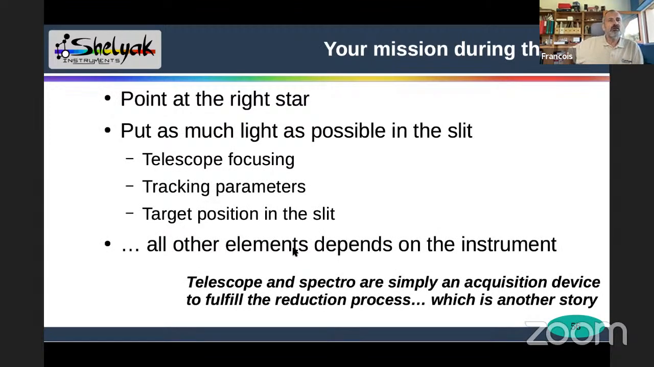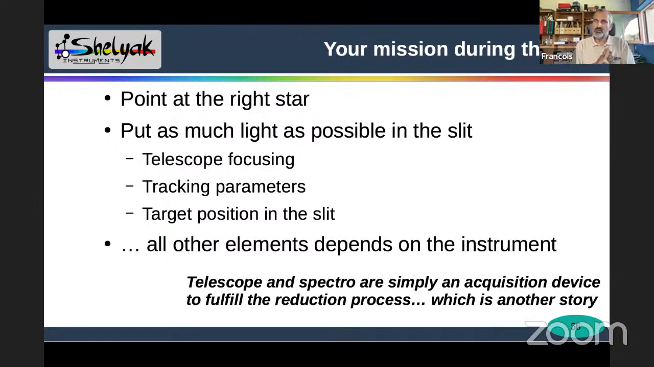Okay, and just to finish, it is important for me to understand that I talked about the instrument, the structure of the instrument, the dimensioning of the instrument, and so on. But once you have made your choice, when you have selected the telescope, the spectroscope, attached everything together, and selected the camera and so on, during the night you don't have a lot of parameters to play with. Your mission during the observing session is finally very simple. You have to point at the right star.